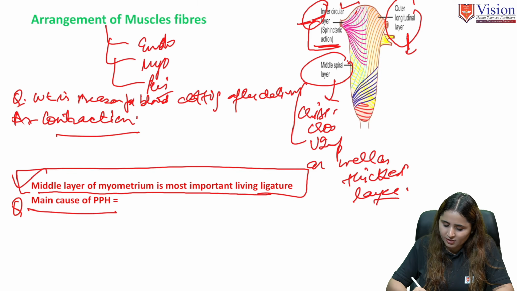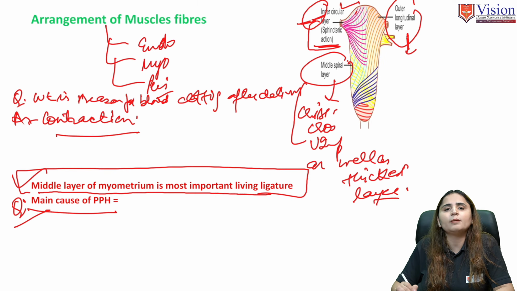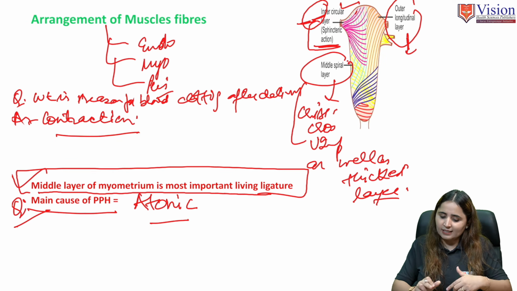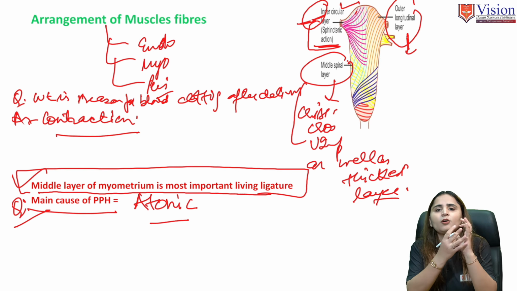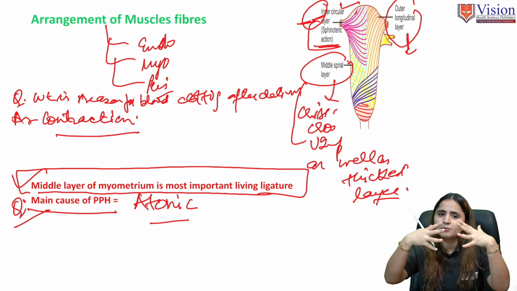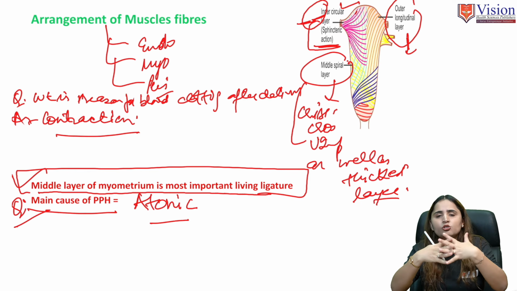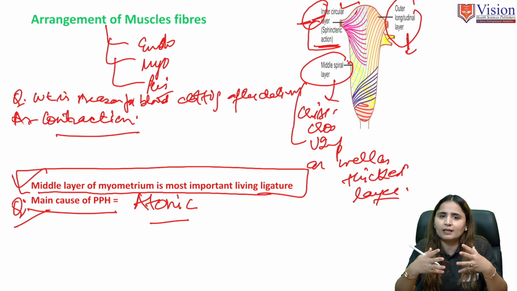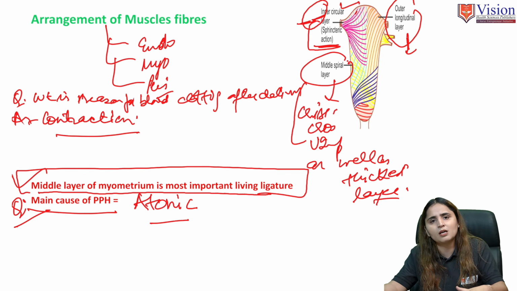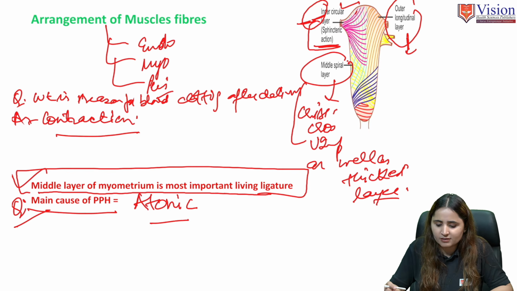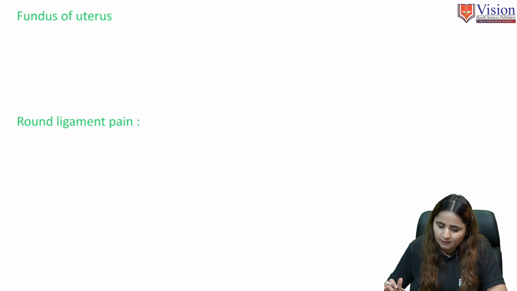Now another question here is what is the main cause of postpartum hemorrhage? The main cause of postpartum hemorrhage is atonicity. How will atonicity have an effect? As I told you, there will be contractions, and due to the contractions, the middle layer muscles that are attached in a crisscross manner will get contracted, and the blood vessels which are present inside will get contracted. Ultimately it will lead to the stoppage of the bleeding. So atonicity is an important reason for postpartum hemorrhage.